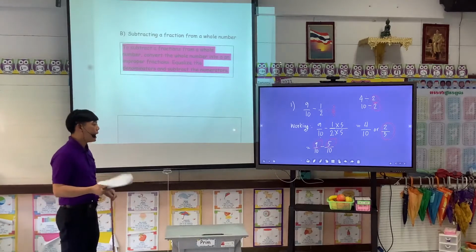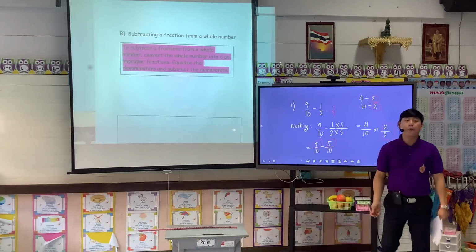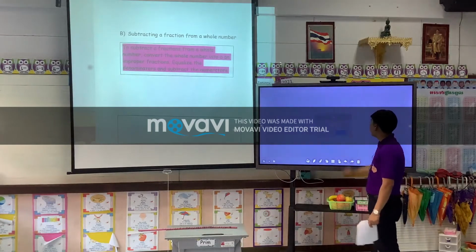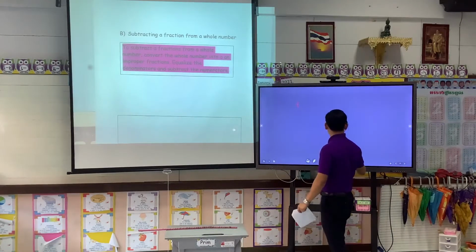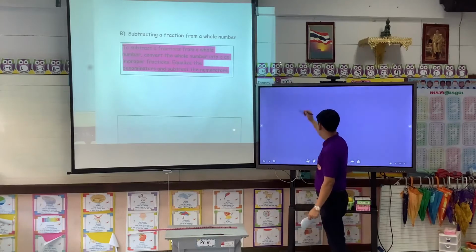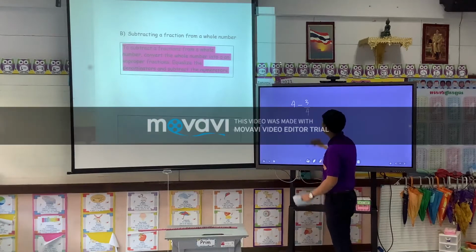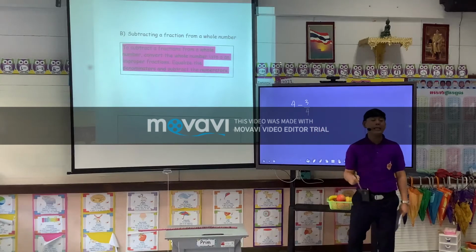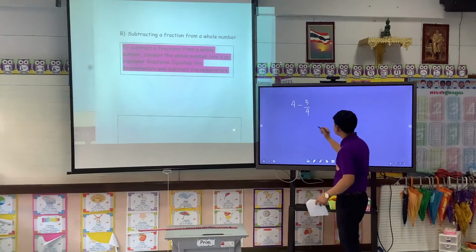Do you understand? I have another example on how the whole number will be converted into an improper fraction. Are you ready? So I have here example 4 minus 3/4. 4 is the whole number, so we need to convert the whole number into an improper fraction.